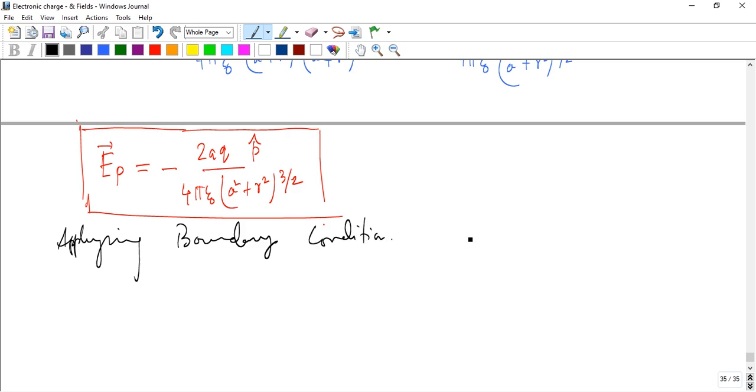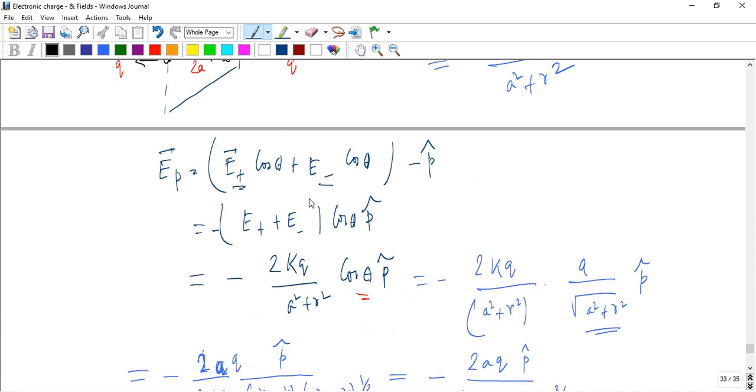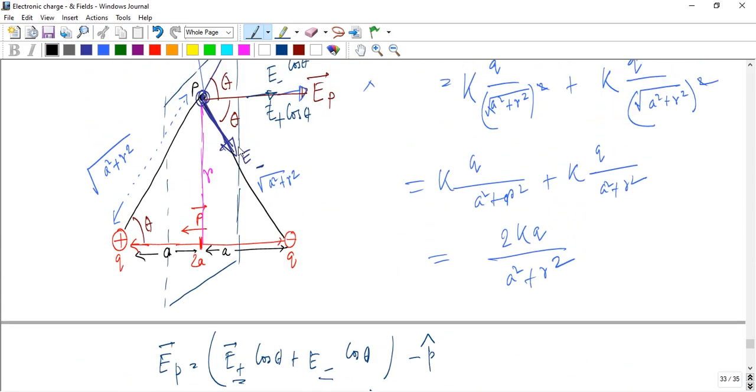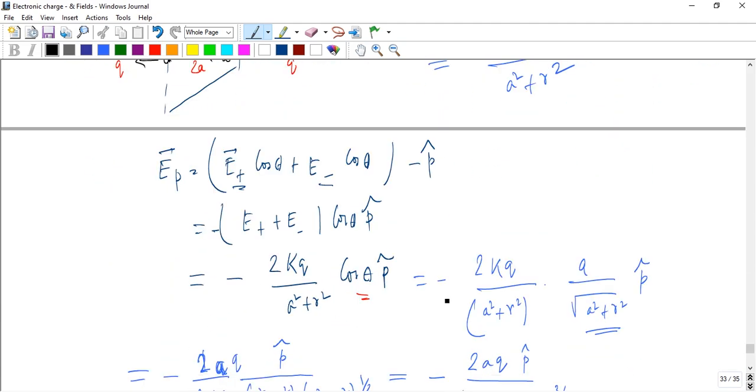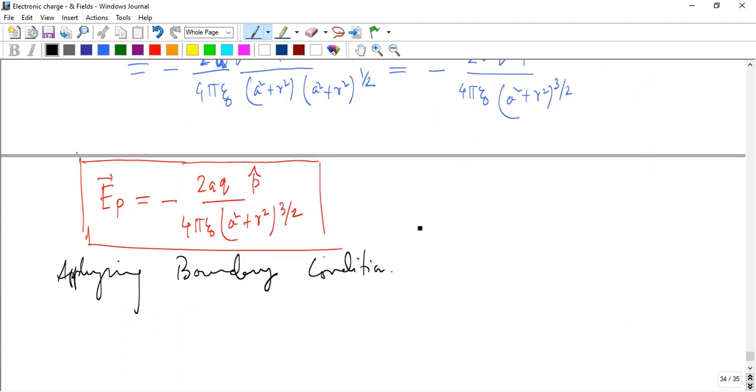So the boundary condition is that r is much greater than a. This distance point is much higher than the dipole center. So r is much greater than a, so we get E_P equals minus 2aq over 4 pi epsilon naught. So ignore that a square, so we get r square times 3 by 2 to cancel, p cap the direction.